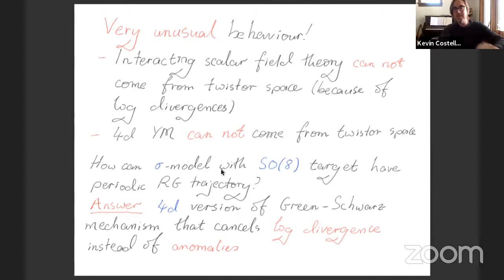Okay, so how could this possibly happen? To answer this question, let's just try to write things down and check, are there any log divergences? We try to calculate, and we find that only for SO8, there aren't any. And there's some funny Green-Schwarz mechanism thing that cancels them. So let's see how this works.